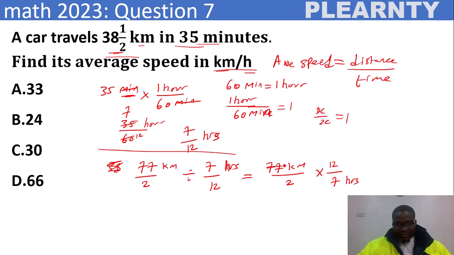So now you can say 7 divided by 77, that is 11. 7 divided by 7, that's 1. So that's out. 2 divided by 12, that's 6. 2 divided by 2, that's 1. So now we have 11 times 6, that's 66. Kilometer is here, over hour, same as per hour. So 66 kilometer per hour. Our final answer is D.